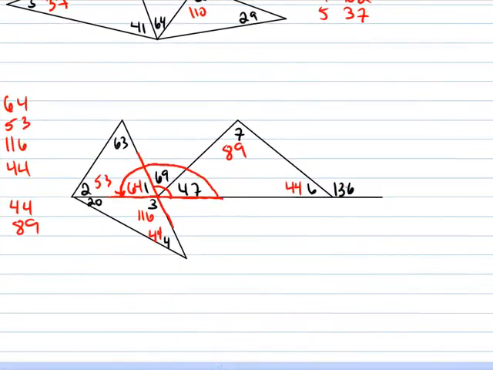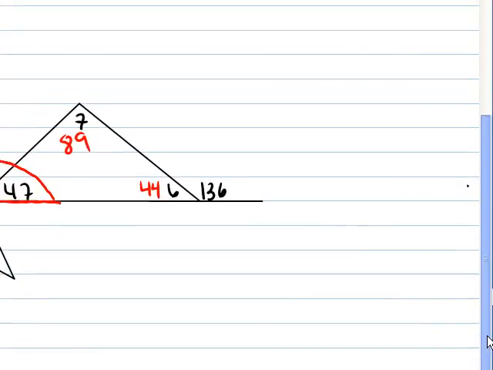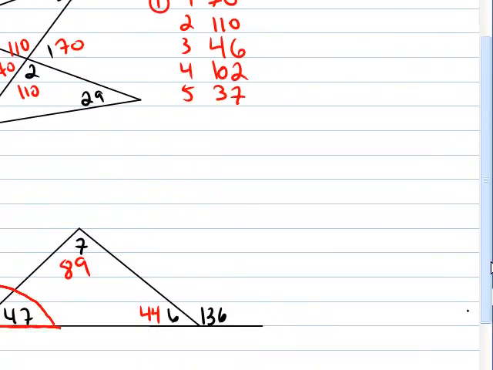Here's 136. 180 minus 136 leaves you with 44 for angle 6. And take 44 from 180, then take 47, and you're left with 89 for angle 7. And that's those. And we've moved on since then, so if you still have trouble with those, get a hold of me or post it on the message board or something so we can get you straightened out.